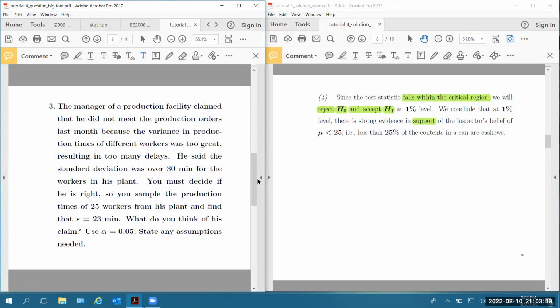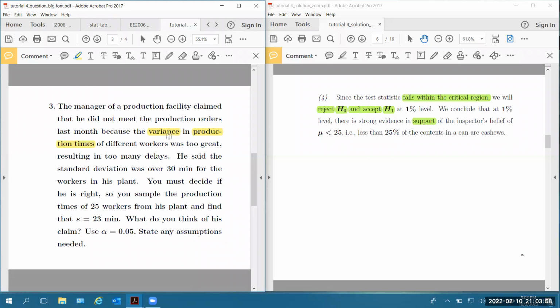Once again, let's read the question and identify the big X. The manager of a production facility claimed that he did not meet the production orders last month because the variance, everybody can see this word variance, the variance in production times of different workers, was too great.